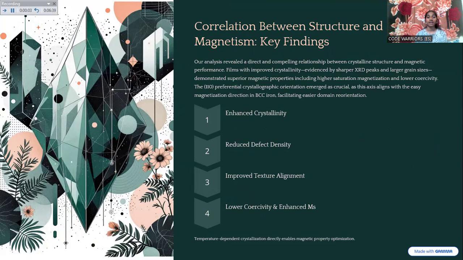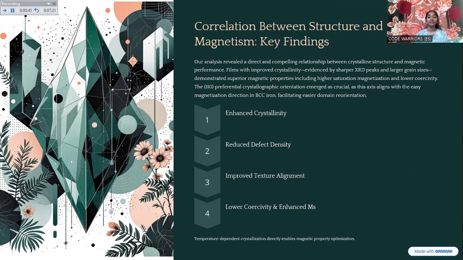Correlation between structure and magnetism. Key findings. Our analysis revealed a direct and compelling relationship between crystalline structure and magnetic performance. Films with improved crystallinity, evidenced by sharp XRD peaks and larger grain size, demonstrated superior magnetic properties, including higher saturation magnetization and lower coercivity. The 110 preferential crystallographic orientation emerged as crucial, as this axis aligns with the easy magnetization direction in BCC iron, facilitating easier domain reorientation.